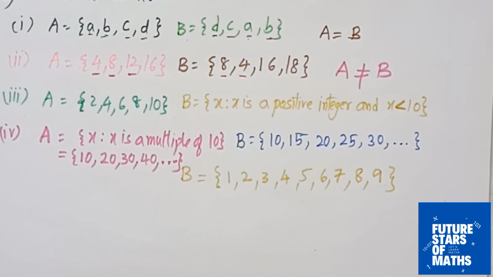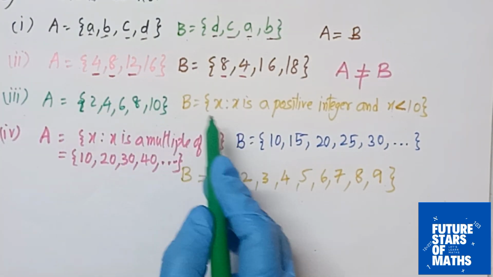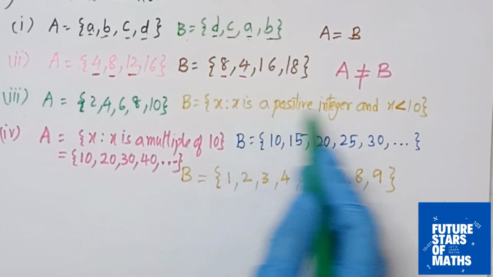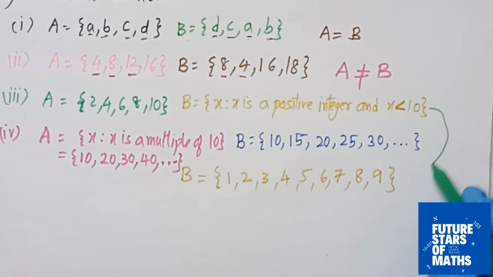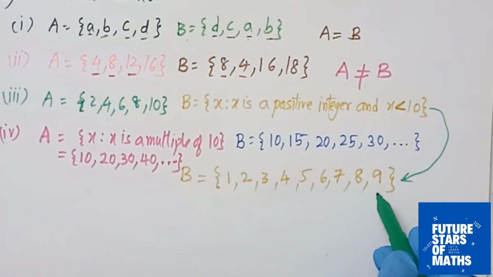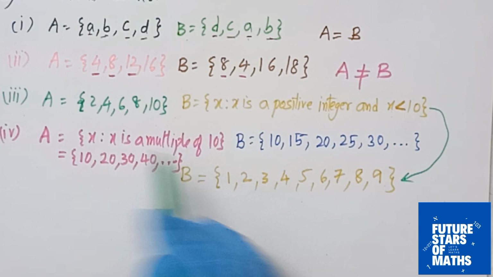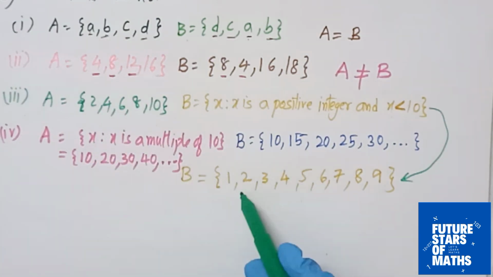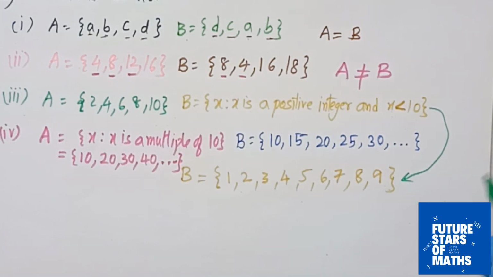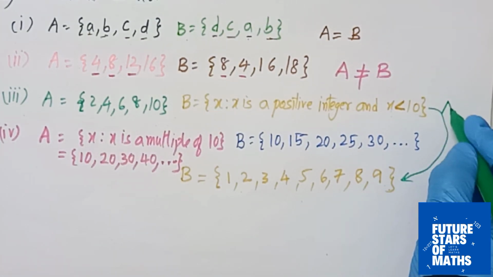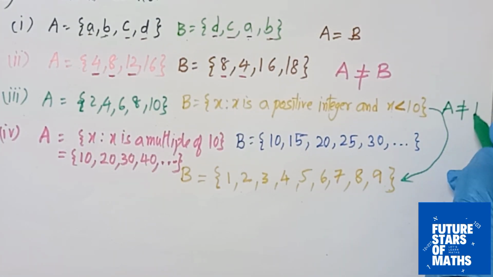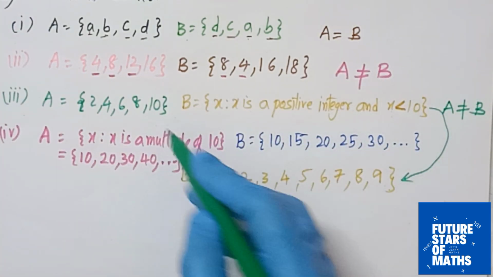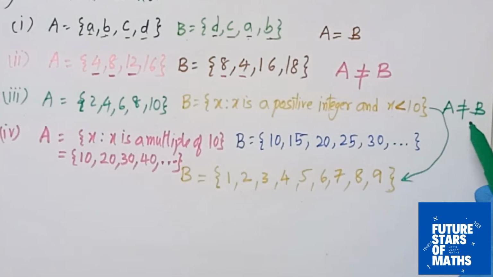Now the next one is A equal to 2, 4, 6, 8, 10. B equal to, it was given in set builder form. We have changed that to roster form here. So how many elements are there here? 1, 2, 3, 4, 5. Here how many do we have? 9. So what we can conclude? A is not equal to B. So since the number of elements are not equal, we can say that these two sets are not equal.